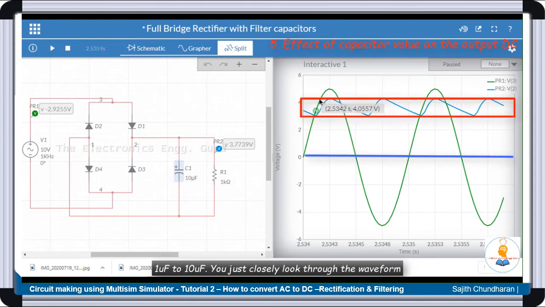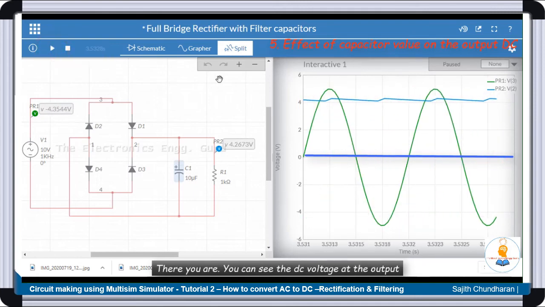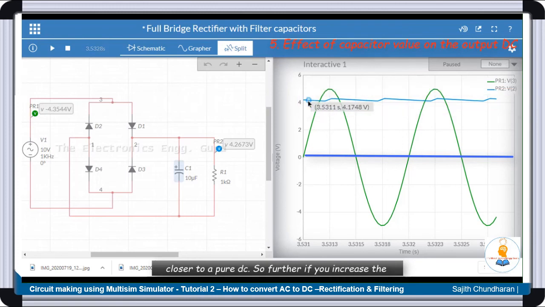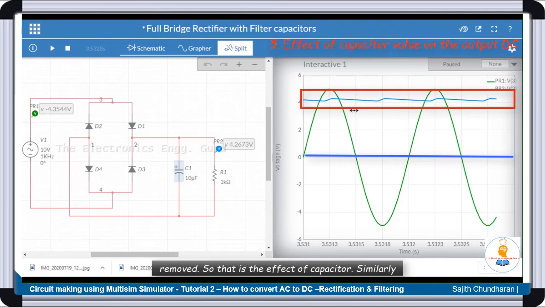Just closely look at the waveform which you have already got. Let me run, and you will be able to see the drastic change which has happened. There you are. You can see that the DC voltage at the output has straightened much better. It has become closer to a pure DC. Further, if you increase the capacitor value from 10 microfarad to 20 microfarad, you will see that it filters further and the ripples get removed. So that is the effect of the capacitor.